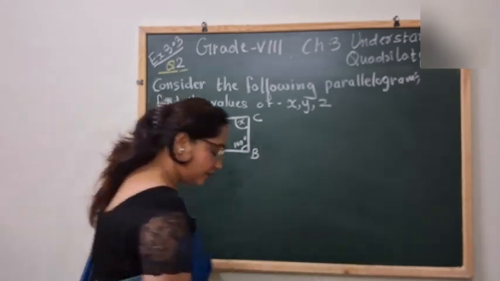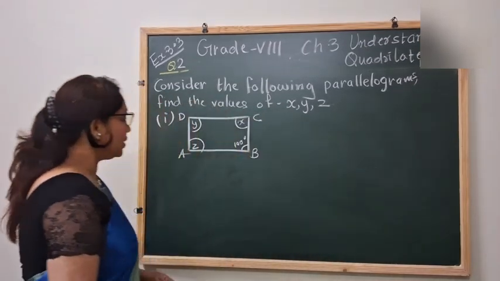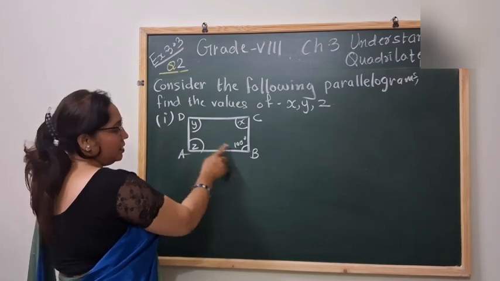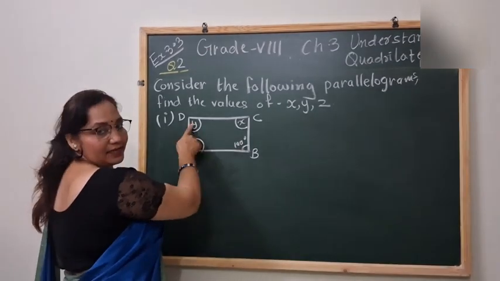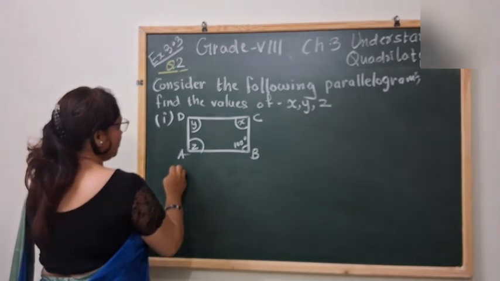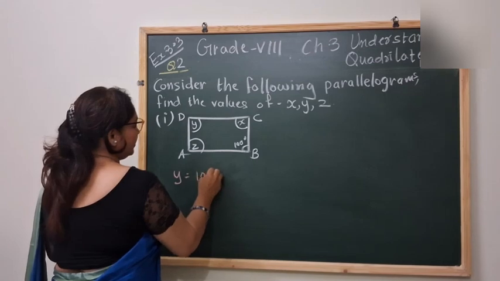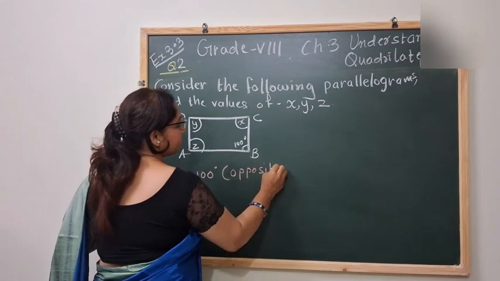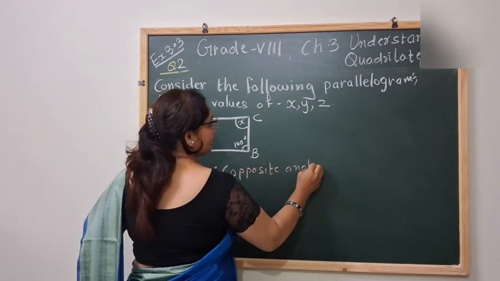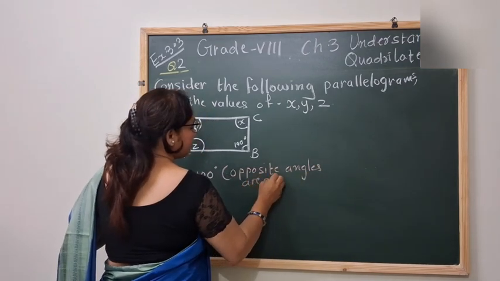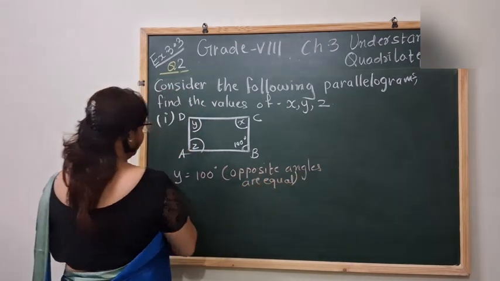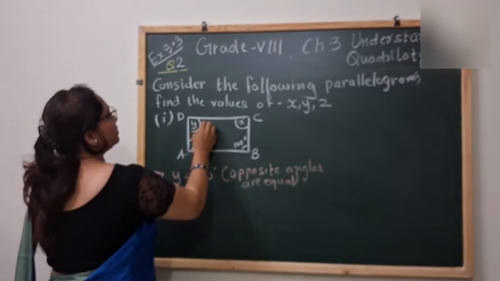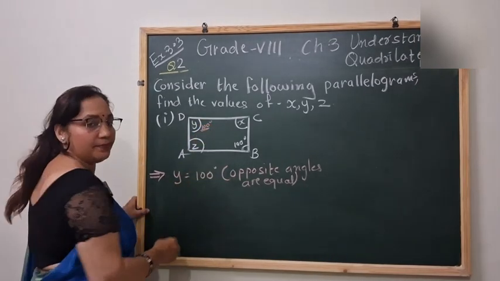Okay, parallelogram, again recall all the properties students as you remember. Now if I talk about angle y, these two are opposite angles and opposite angles are equal. So can I write y is equal to 100 degrees because opposite angles are equal. So first we have done. Now I got this as 100.